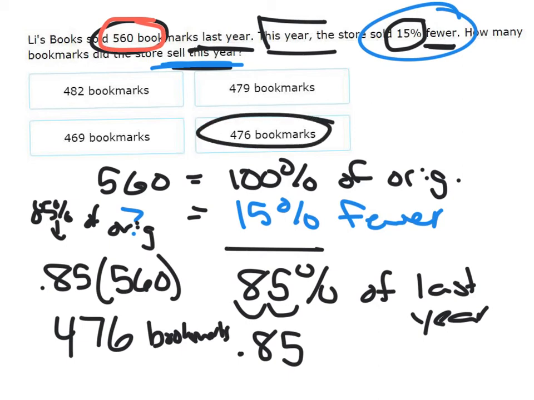So again, we take that 100% of the original. That's where we're starting at. That starting value is always the 100%. Because it is fewer, I know that I can subtract whatever percent less I have. So 100 minus 15%. Convert that to the decimal and multiply it back to the original value.